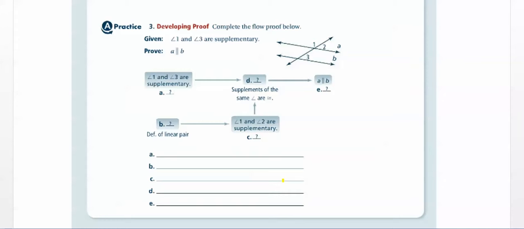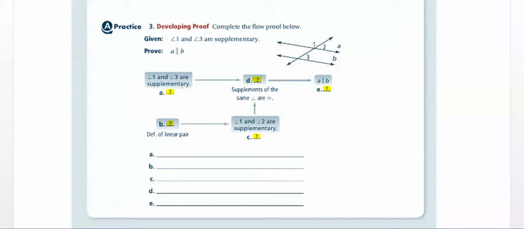So we're going to practice doing a flow proof. So you can see these question marks. We're filling in the missing parts of the flow proof. A, B, C, D, and E. So I want you to pause the video right now and I want you to try and figure out what those are on your own. Okay, did you figure them out? All right, let's see if you got the right answers.